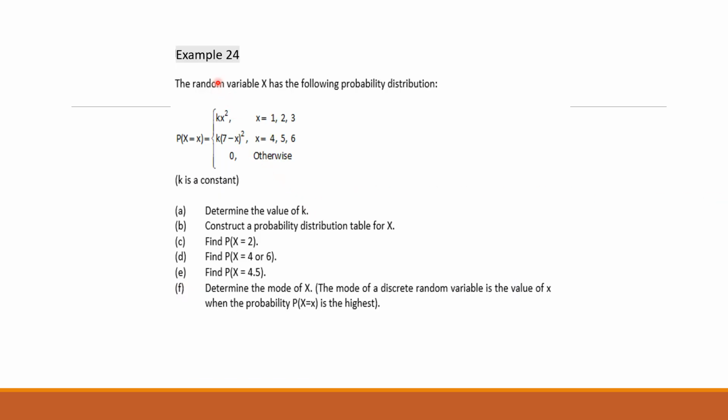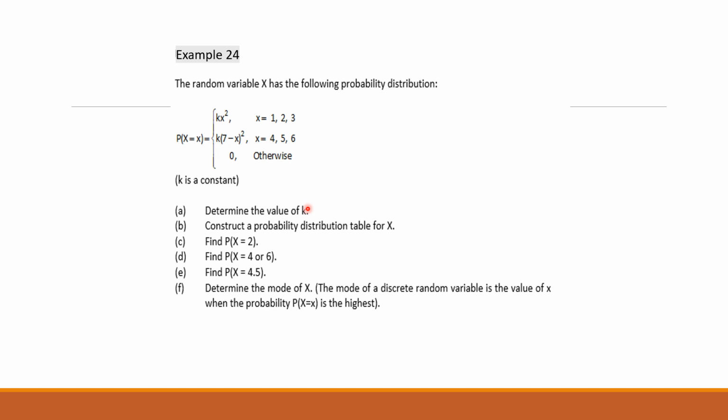Next, we look at example 24. The random variable X has the following probability distribution. K x squared when X is equal to 1, 2, and 3. K times (7 minus x) squared when X is 4, 5, or 6, and 0 otherwise. Determine the value of K.